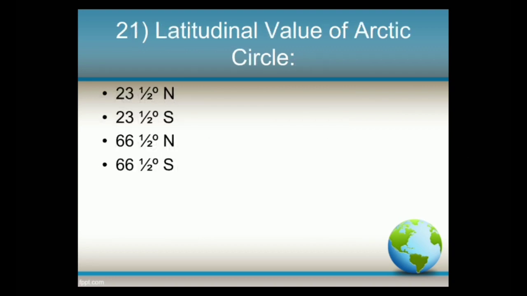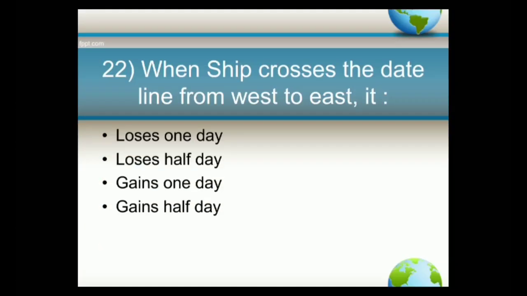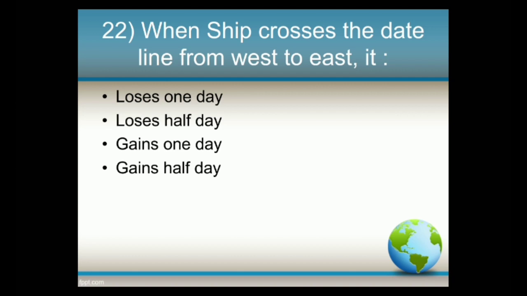Next, latitudinal value of Arctic Circle. Options 23.5 degree north, 23.5 degree south, 66.5 degree north, 66.5 degree south. And the answer is 66.5 degree north. When ship crosses the date line from west to east, it options loses 1 day, loses half day, gains 1 day, gains half day. And the answer is it loses 1 day.